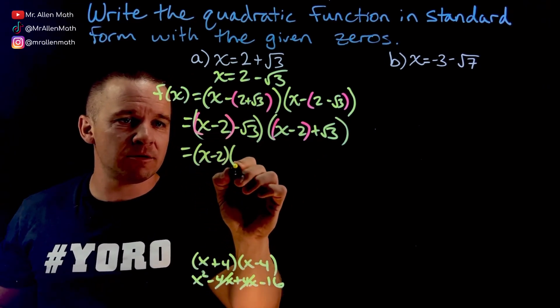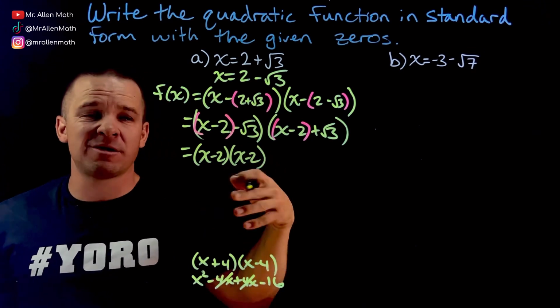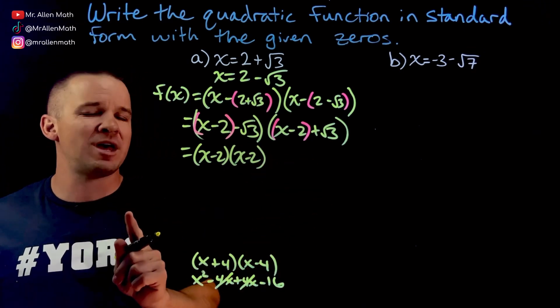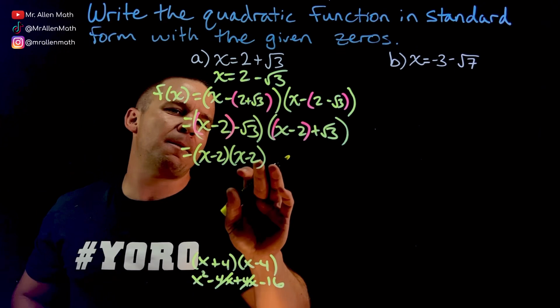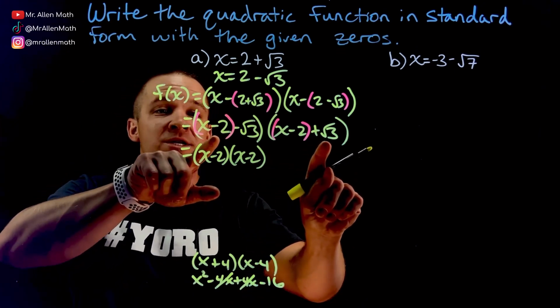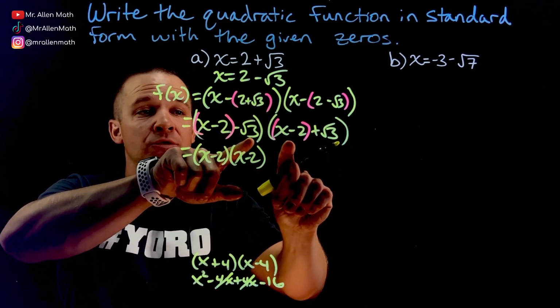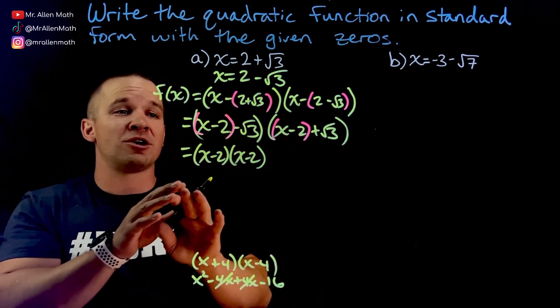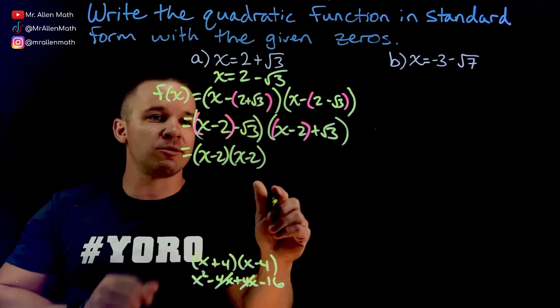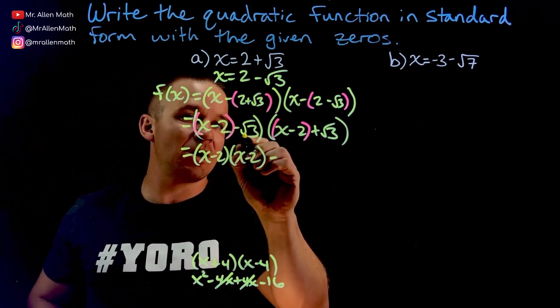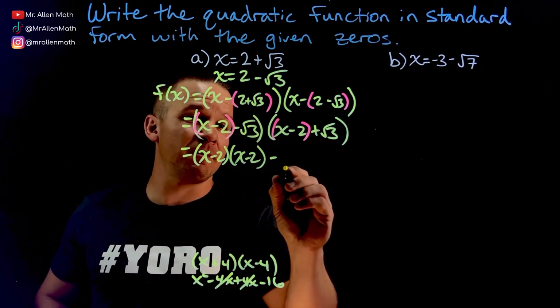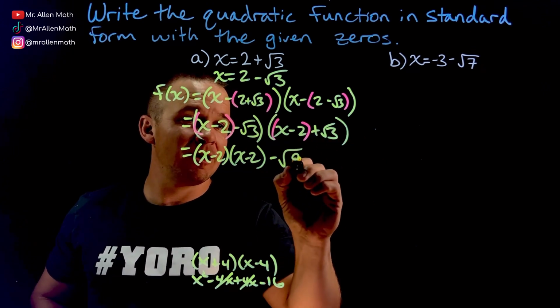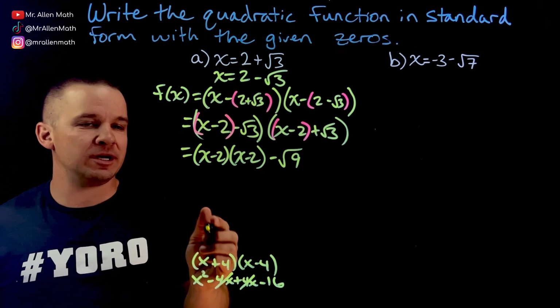X minus 2, x minus 2, or you can write it as x minus 2 squared, but then people tend to screw that one up and distribute. So don't do that. Here I'd have root 3 times x minus 2, and here I'd have negative root 3 times x minus 2. Those terms will cancel, as we talked about, so I just need to worry about my minus root 3 and my plus root 3 becoming negative root 9, which is 3. So we'll work that out.